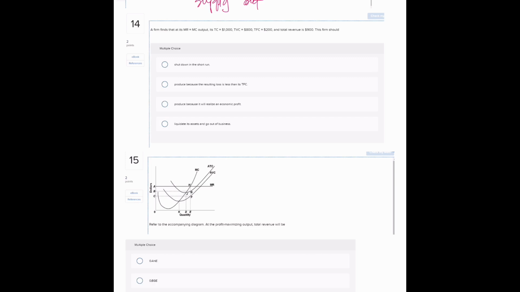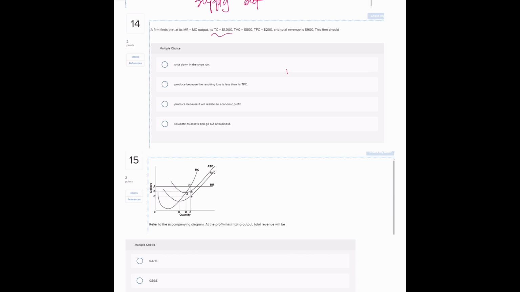Number 14 lets us take a look at a firm that finds its MR equal to MC output is with these values. Total cost is 1,000, total variable cost is 800, total fixed cost is 200, and total revenue is 900. And so the question is, what should they do?